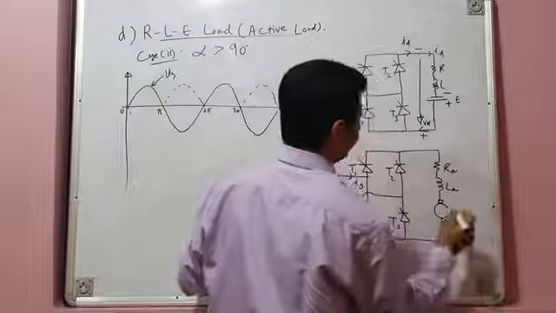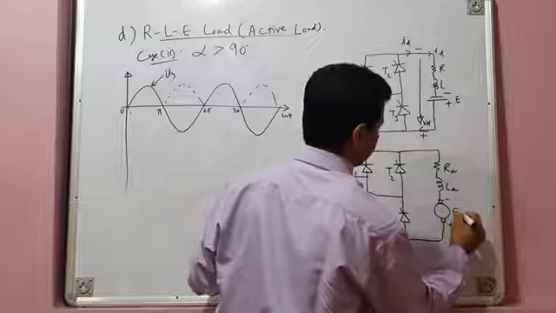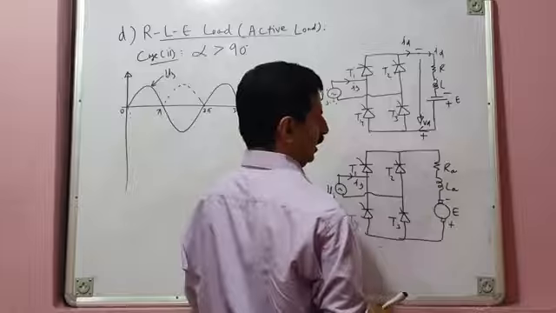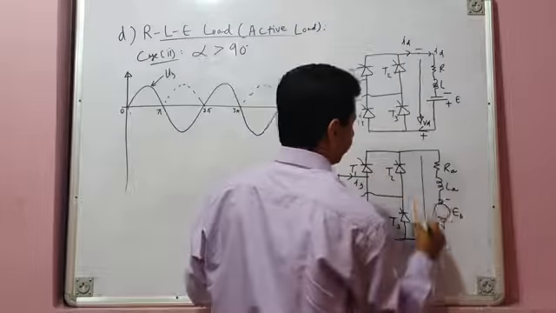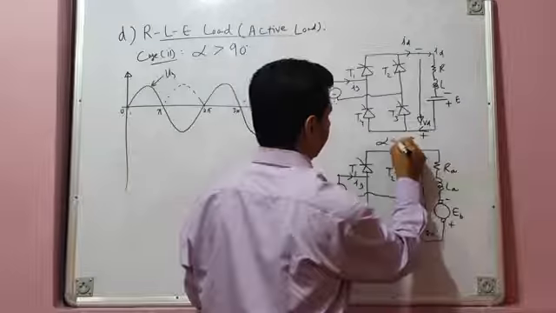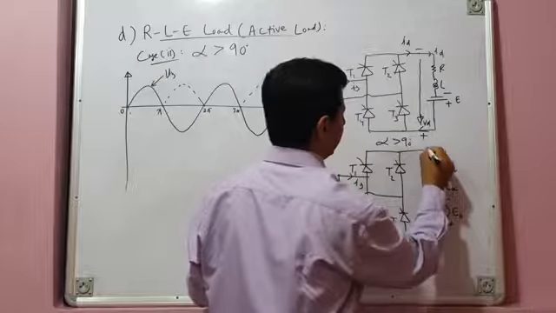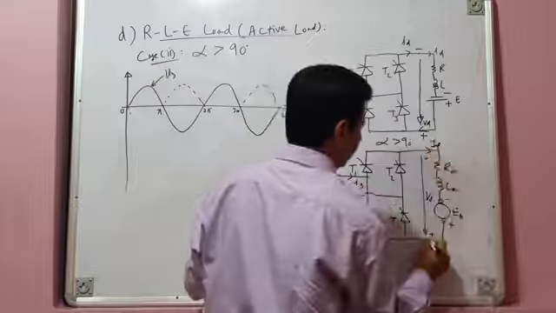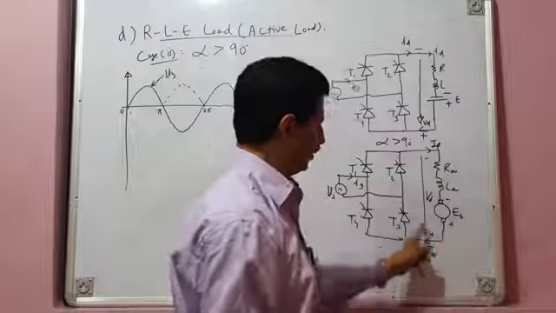Now what you have to do? You have to reverse the polarity of back EMF of the motor. This is the back EMF of motor E, or you can call this EB. And your converter average output voltage is also negative because you are operating at alpha greater than 90 degrees. So your average output voltage VD is negative, but current direction is same, ID. ID is same.